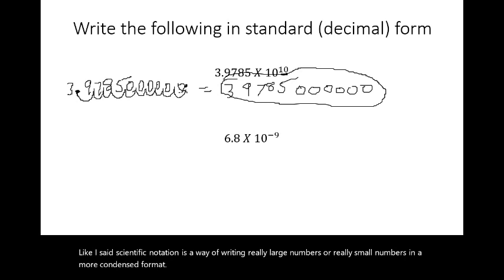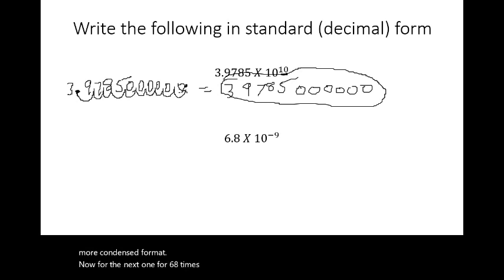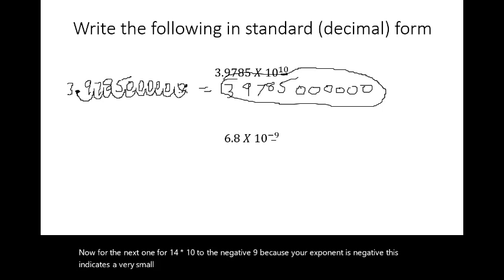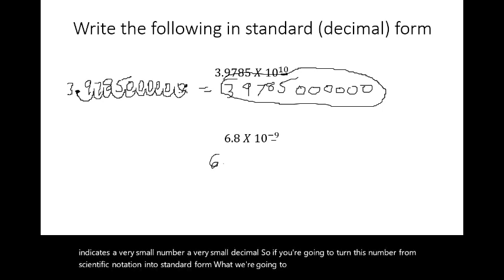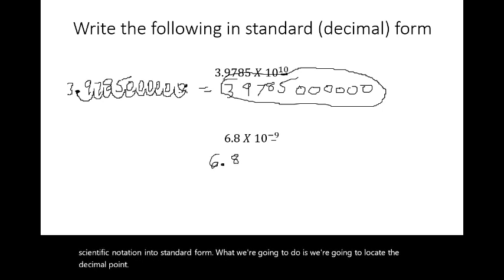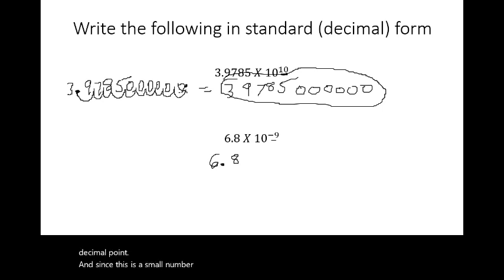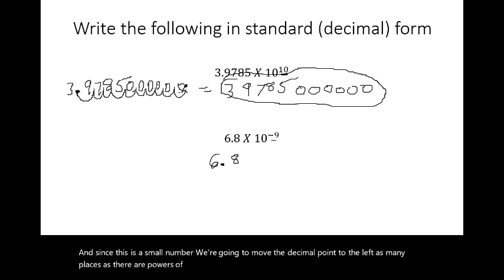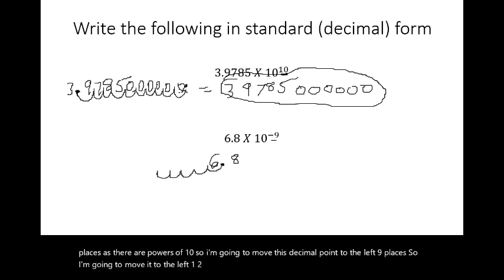Now for the next one, for 6.8 times 10 to the negative 9, because your exponent is negative, this indicates a very small number, a very small decimal. So if you're going to turn this number from scientific notation into standard form, what we're going to do is locate the decimal point. And since this is a small number, we are going to move the decimal point to the left as many places as there are powers of 10. So I'm going to move this decimal point to the left 9 places. So I'm going to move it to the left 1, 2, 3, 4, 5, 6, 7, 8, 9.